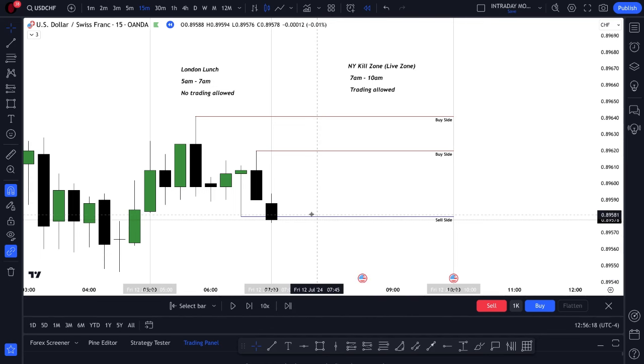I'm going to take the speculation that price is going to revert back to buy side, this level here or this one here. It doesn't have to be all the levels, just an educated guess on objective levels that we have on the 15-minute time frame.